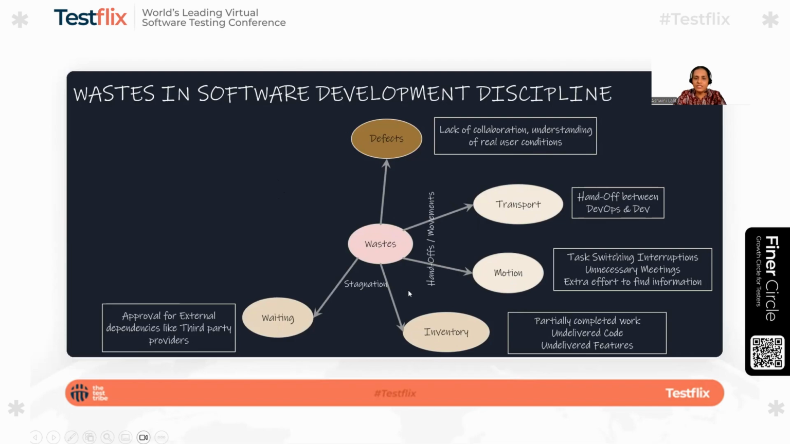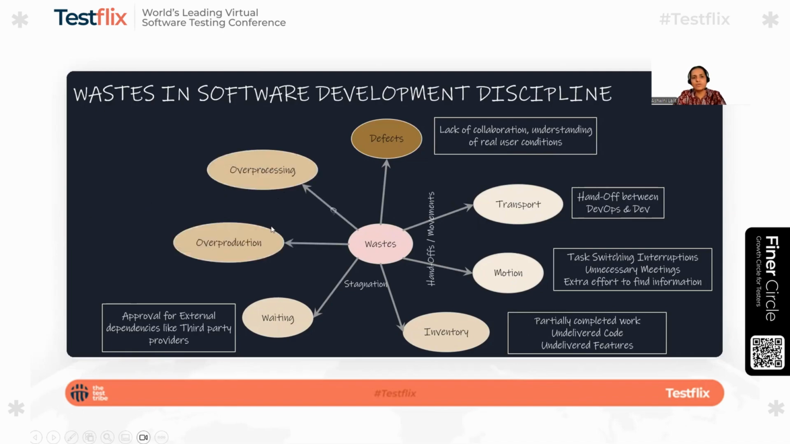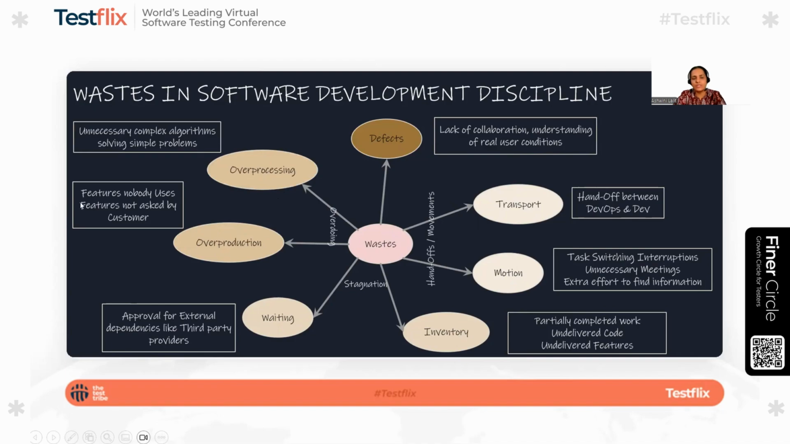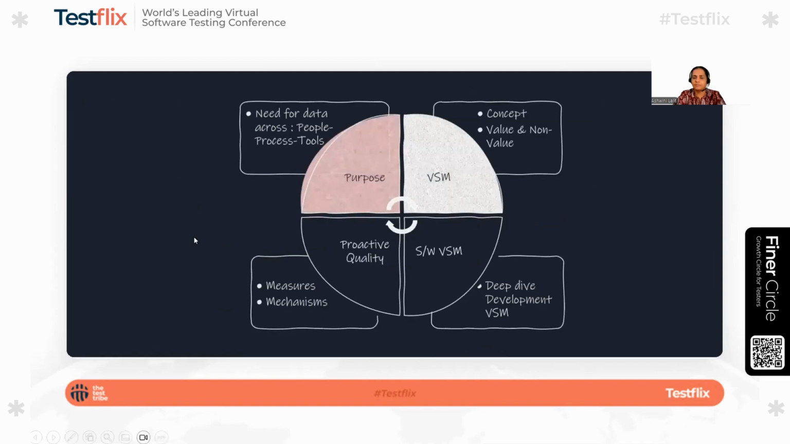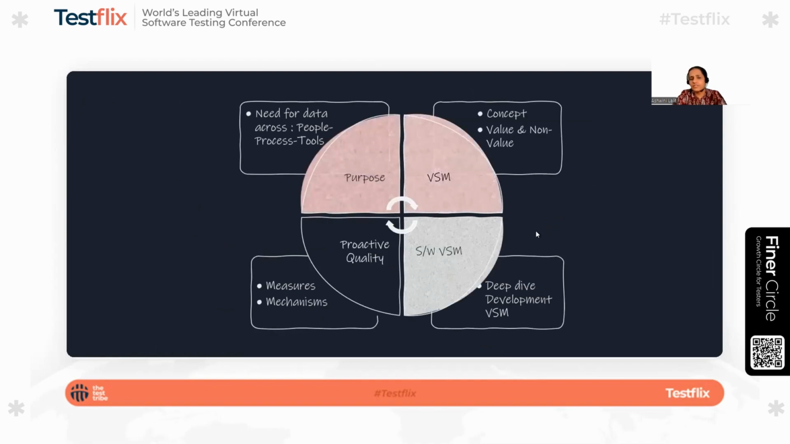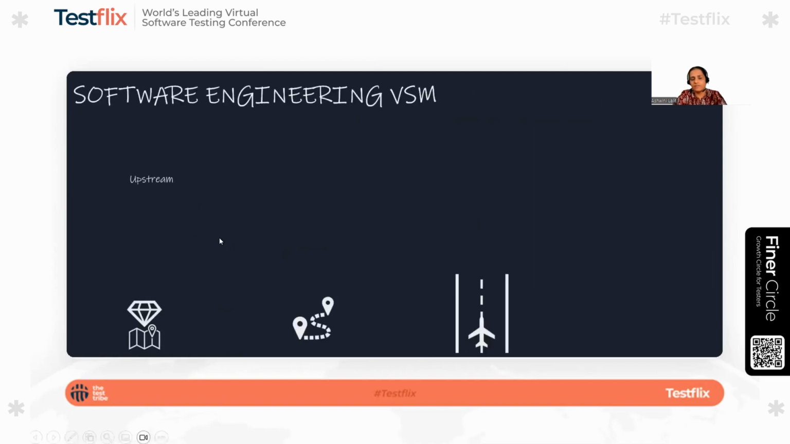Then there are stagnation related waste like waiting times and inventory building of undelivered code or undelivered features. Then there are wastages created because of overproduction and overprocessing, examples of which can be features nobody uses or unnecessarily complex algorithms. These kinds of wastages need to be looked at when you study the value stream and eliminate these inefficiencies. Let's now deep dive further into software engineering value stream.